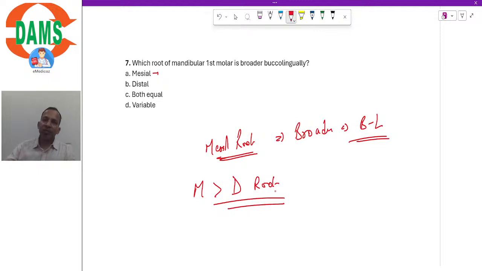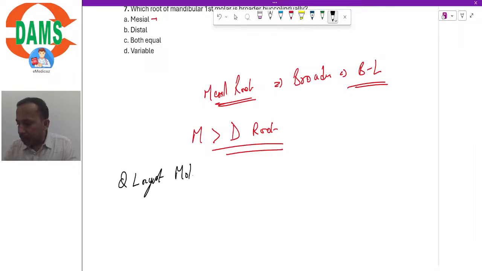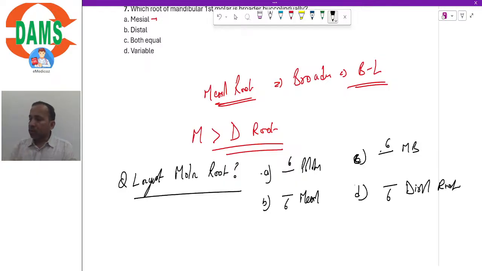Now if someone asks you which is the largest molar root, let's say the options are: upper 6 palatal, option B is lower 6 mesial, third option is upper 6 mesiobuccal root, and the fourth option is lower 6 distal root. So which of these four would you choose as your answer? Which is the largest molar root?